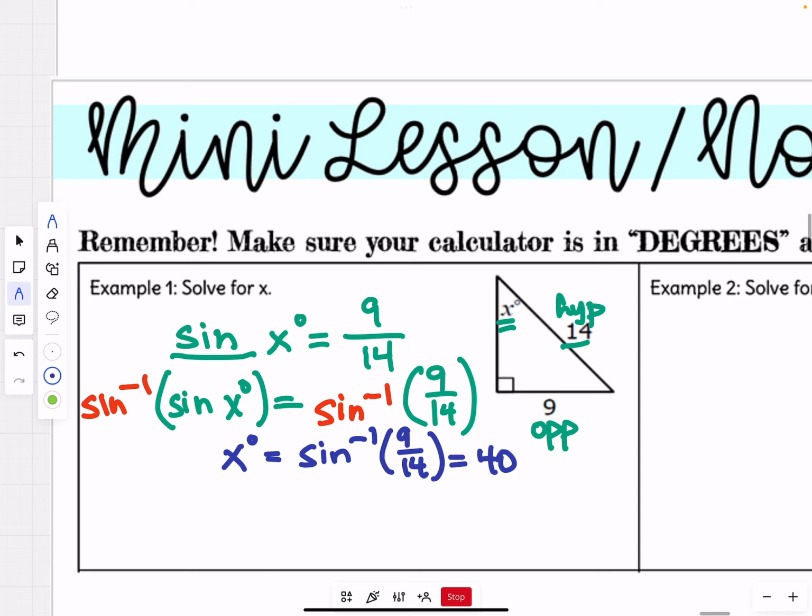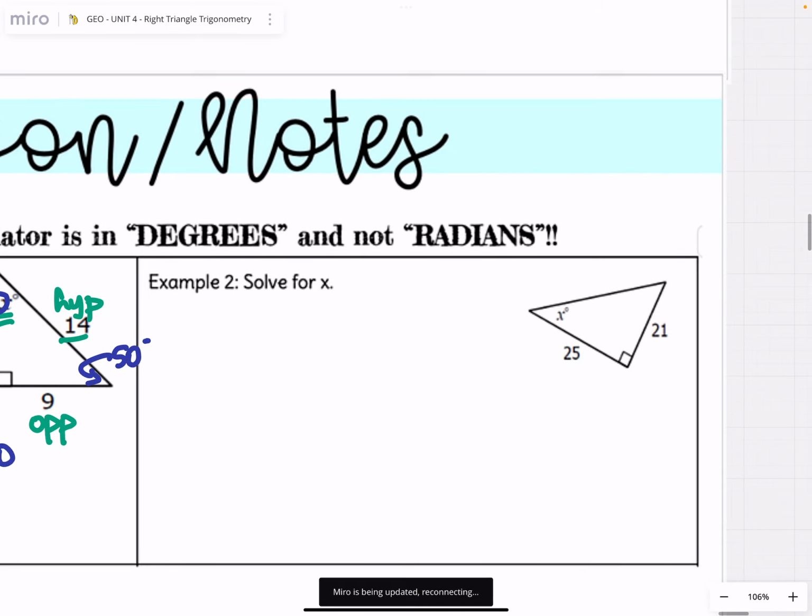Outstanding. Now, just for kicks and giggles, because we can, if we know that this angle is 40 here, what would this one be? Well, the 3 must add up to be 180, right? So I've got 40 plus 90 plus something equals 180. That would have to be 50 degrees. All right, let's go to example 2.